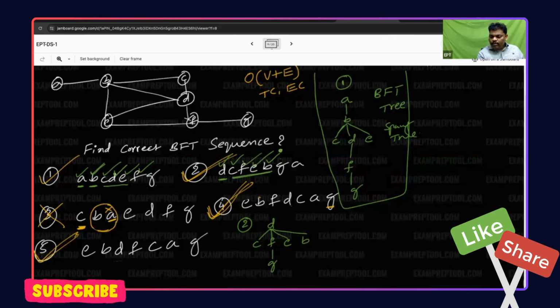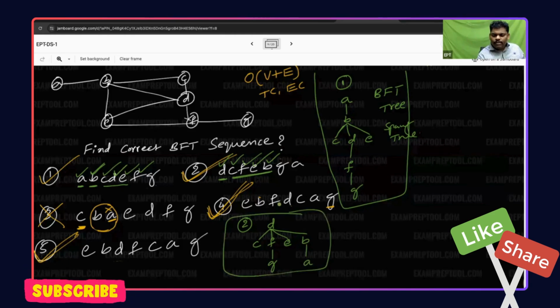So can you help me with one small line? C, F, E, B. What about E? After F, I have to go to E, right? E adjacent is B, D, F. I think all are completed. Let's go to B now. B adjacent is going to be C, D, E, A. C already over, D already over, E already over, so A. This is the second diagram.